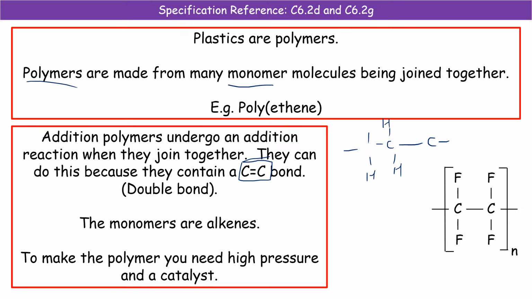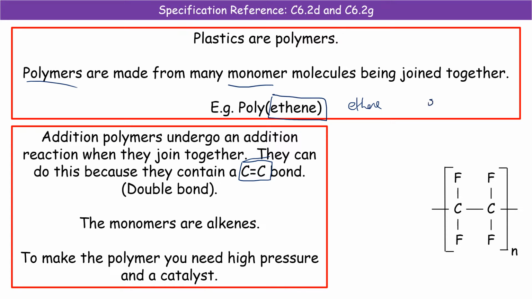Now, in terms of what this actually means for us with the questions they could ask, obviously they could ask us how we actually make an addition polymer by joining lots of monomers together. They can also ask us to identify the name of the polymer or the name of the monomer. So if we've got polyethylene, that is the polymer. The monomer is just the bit in the brackets. So if they said name the monomer of polyethylene, you would literally just write ethene.